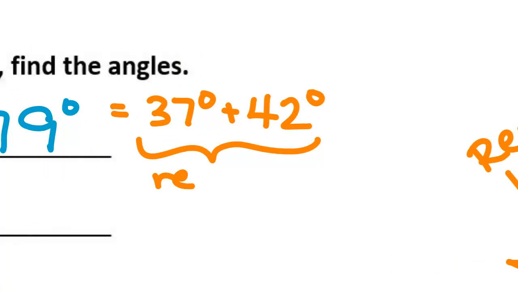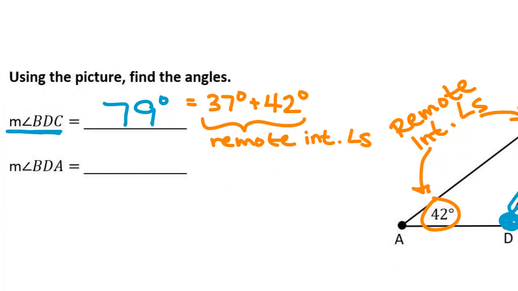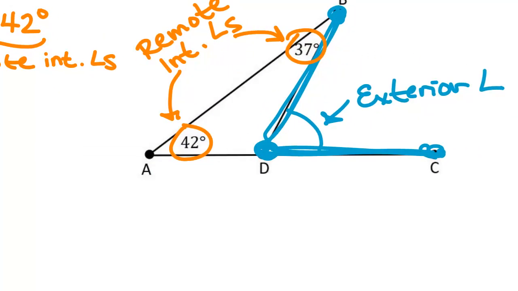These are my remote interior angles. The remote interior angles add up to that exterior angle. Please make yourself notes about that. Make a flashcard, write a big note on your test review, highlight it, whatever you need to do so that you remember this exterior angle theorem, that the 2 remote interior angles add up to give me that exterior angle.